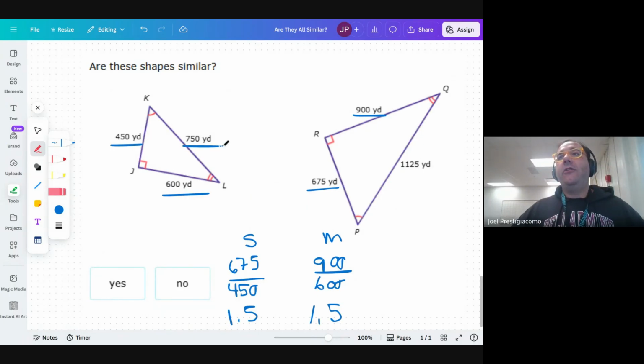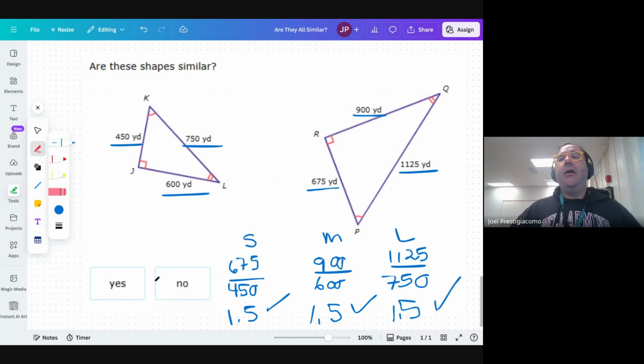And then we'll finally close off with 750 and 1125. So our large side will be 1125. We divide that by 750. Again, if we use a calculator, this also gives us 1.5. So the fact that all three of these ratios are the same and all the angles are the same, that's a yes.